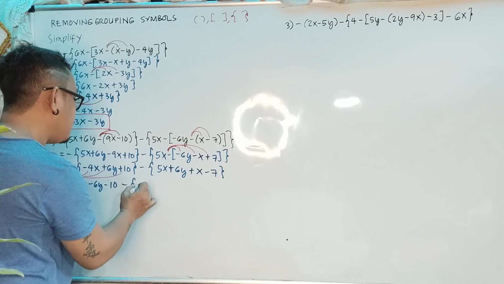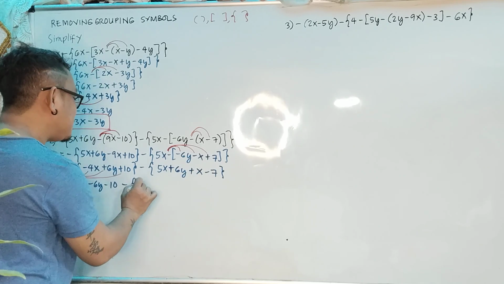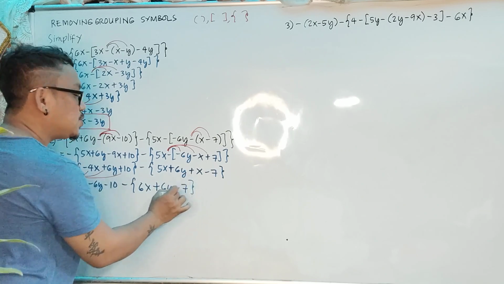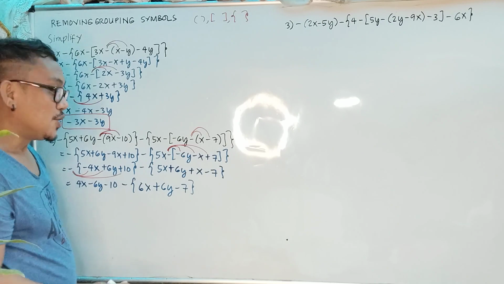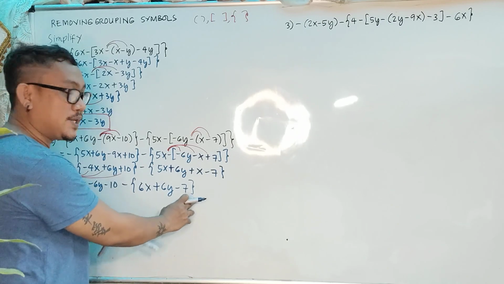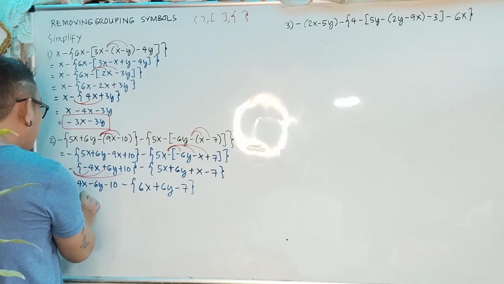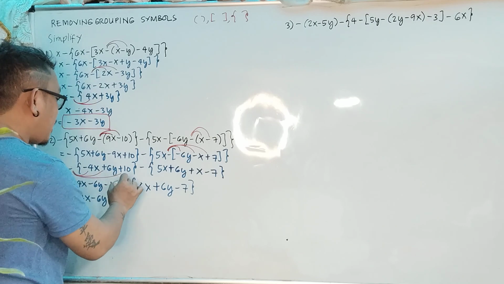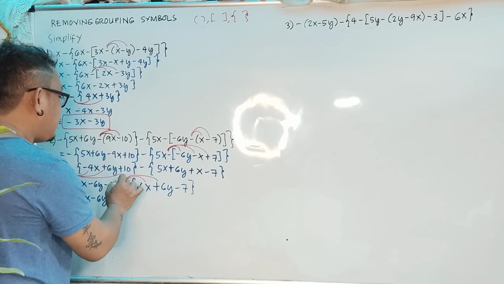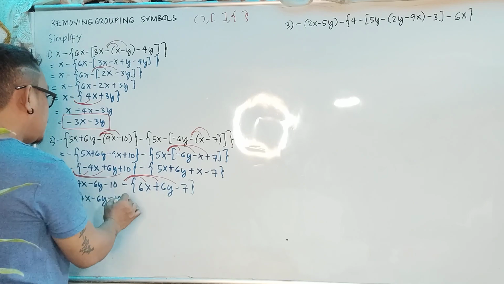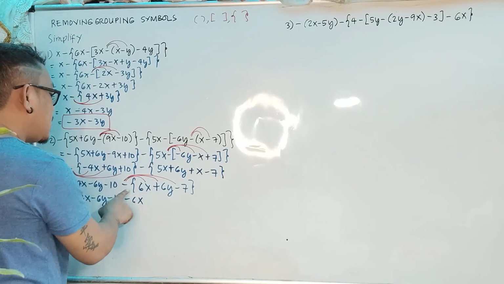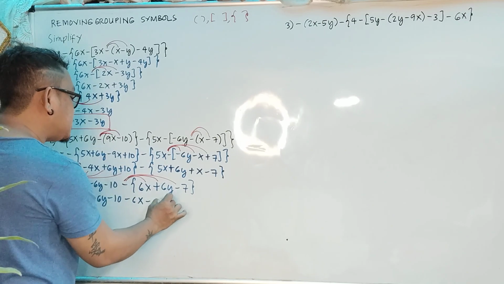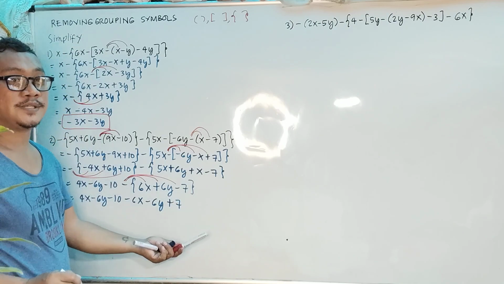5x plus 6x, you have 5x plus x, you have 6x. Then, copy plus 6y minus 7, then close the brace. Okay? So, here, we can also remove the brace. So, we just copy on the left side. You have 4x minus 6y minus 10. Then, distribute negative times 6x, negative times positive, negative times negative. So, you have minus 6x, negative times positive, minus 6y, negative times negative, so plus 7. So, we have no more braces.